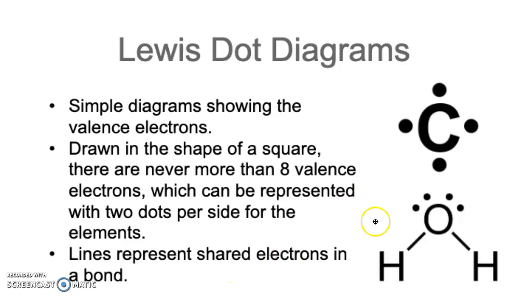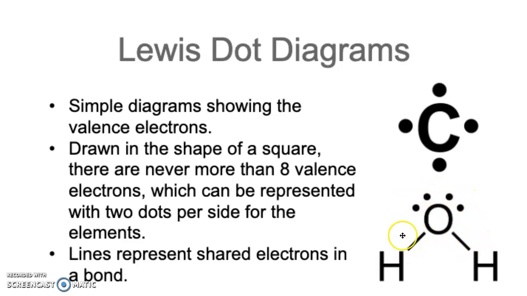Lewis dot diagrams are also used when understanding elements. It's a simple diagram showing the valence electrons around the symbol of the element. It's usually drawn in the shape of a square, and there are never more than 8 valence electrons. They can either be represented by 2 dots around the square, or a line which connects 2 elements, and it represents a shared electron.